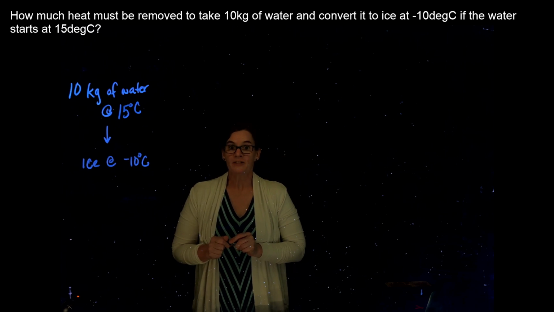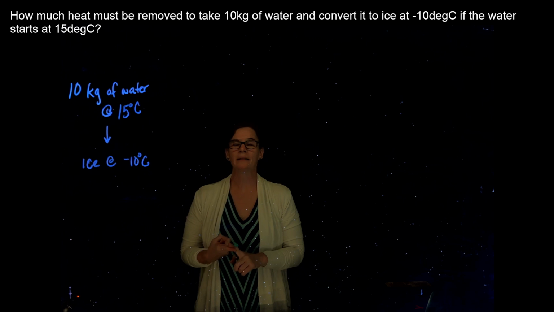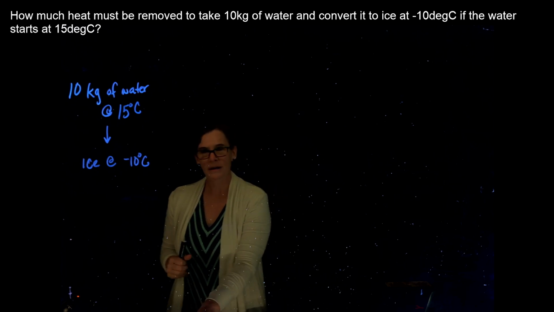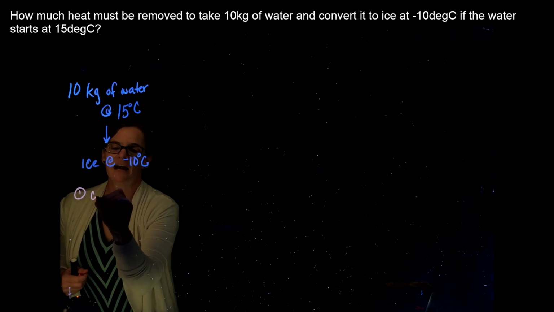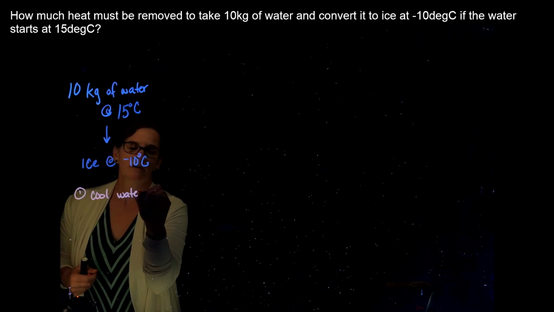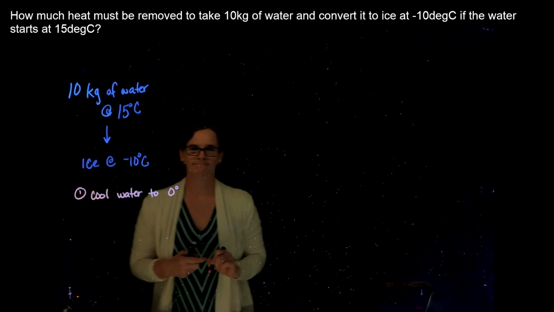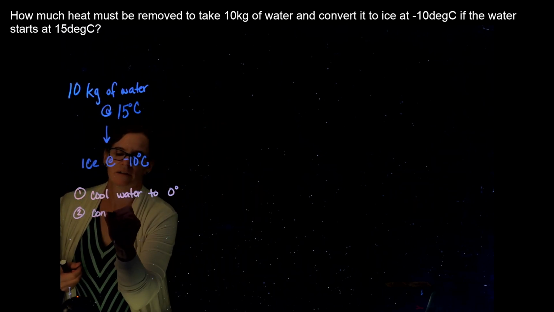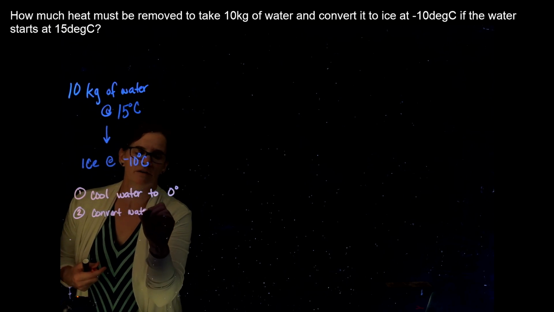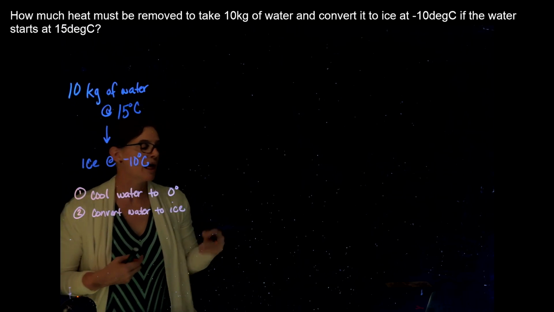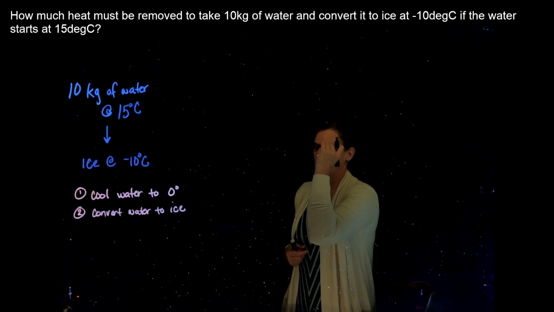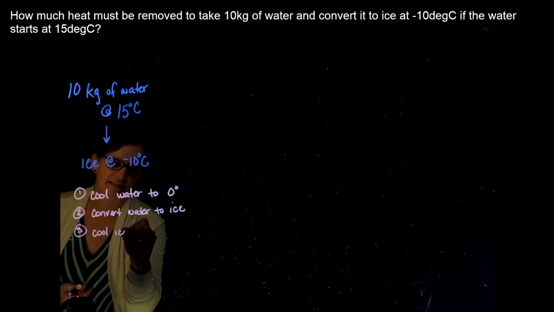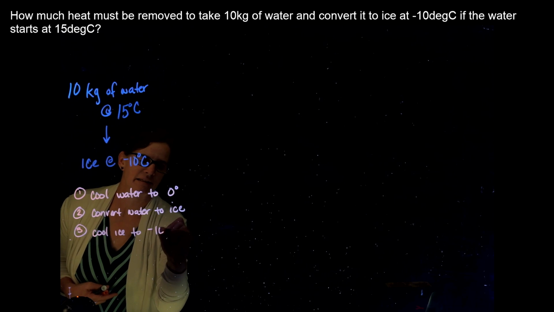All right, well, a couple things are going to be happening. What's going to happen first? Well, first I have to cool the water to the freezing point, to 0 degrees. So let's break down these steps. Step number 1, I have to cool the water to 0 degrees. That's the first step. Step number 2 is I have to convert the water to ice. That all happens at 0 degrees. And then step number 3 is I have to cool the ice to minus 10 degrees.